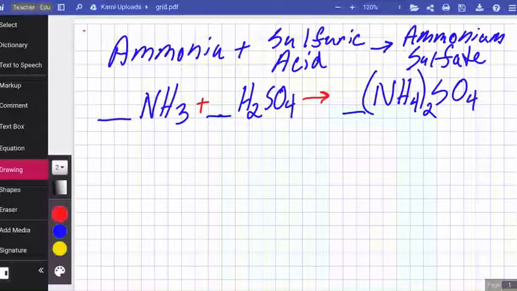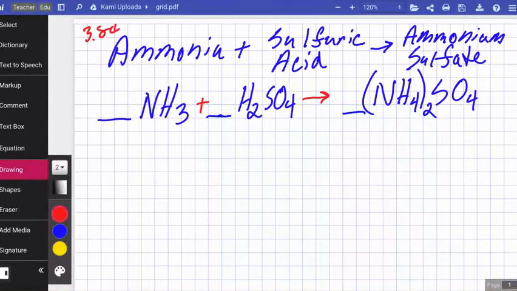Problem 3.84 in the textbook. I actually did the first part of this problem. It says, write an equation for the reaction of ammonia, sulfuric acid, and forms ammonium sulfate. So I write it down the same way I would if I had the formula, but I don't.